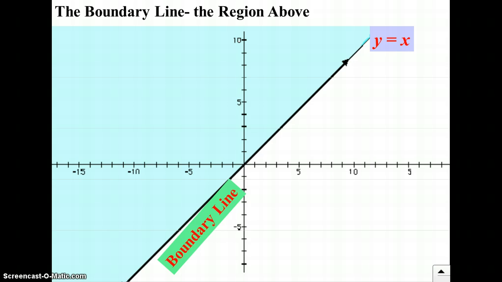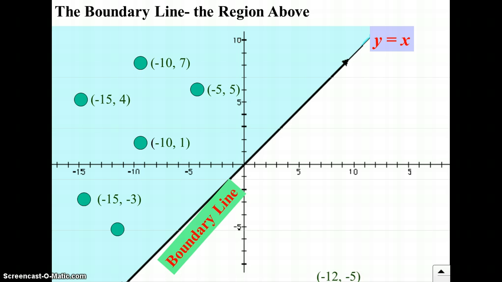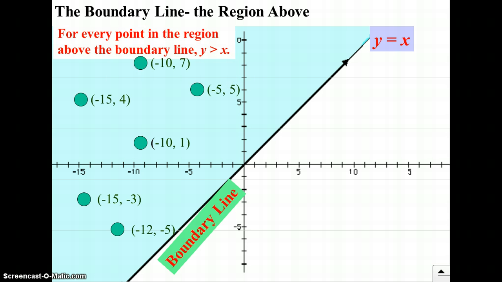If we look at the region above the boundary line, a bunch of these points as examples, we would notice that for every single point above the boundary line, y is greater than x. 5 is greater than negative 5, 4 is greater than negative 15, 1 is greater than negative 10. Negative 5 is greater than negative 12. Every single point above the boundary line has y greater than x. Very important to remember that.